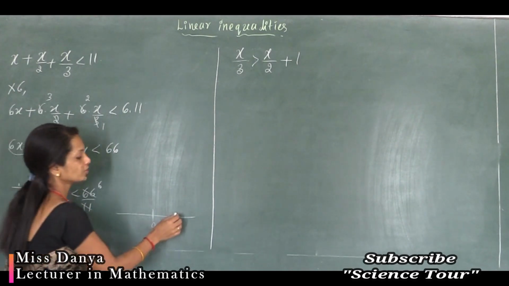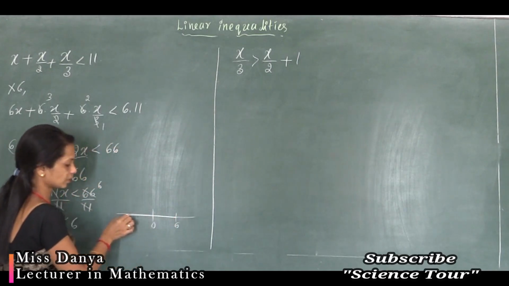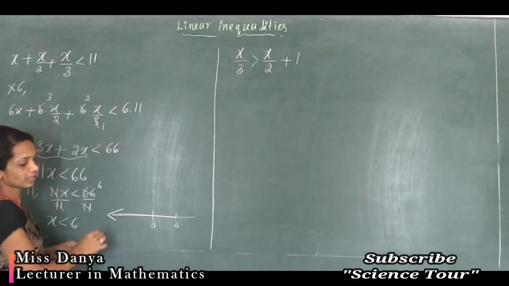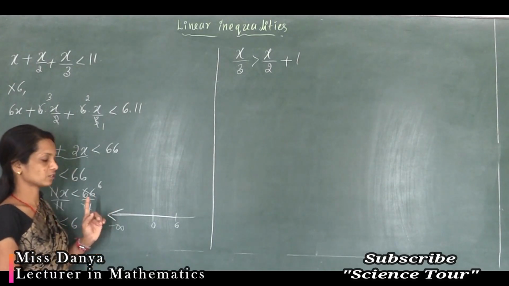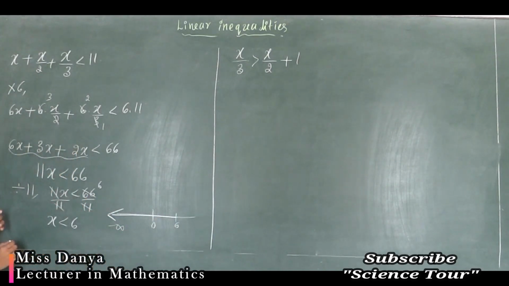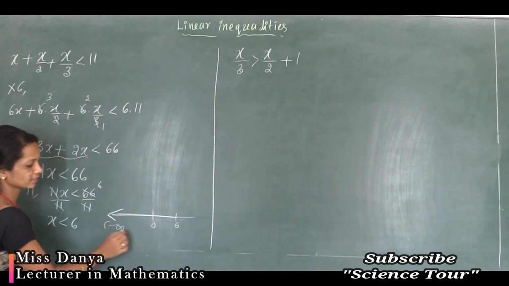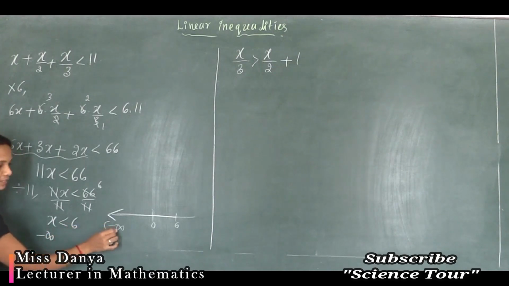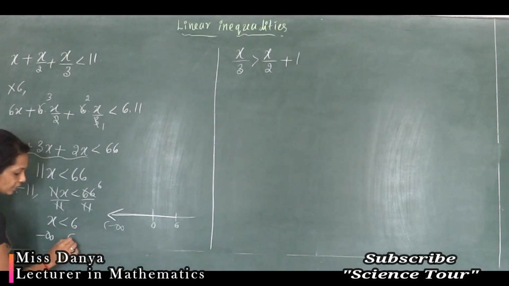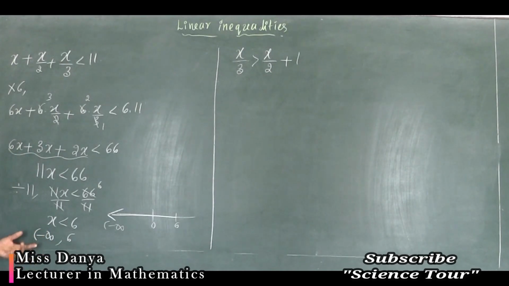You have to see on the left side of 6, less than 6. As you continue on the left side, you will get minus infinity on the left side of 6. Okay. And how to write the interval form? Minus infinity to 6. First number you have to write minus infinity, and the second number you have to write 6, and a comma in between that. Always on the minus infinity side you have to use an open bracket, and on the 6 side, which bracket you have to use?